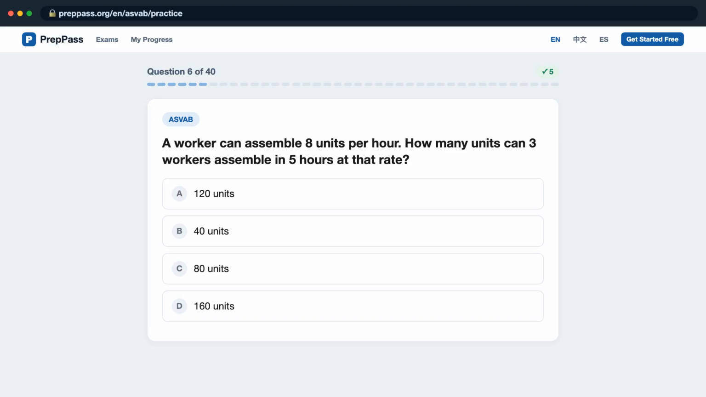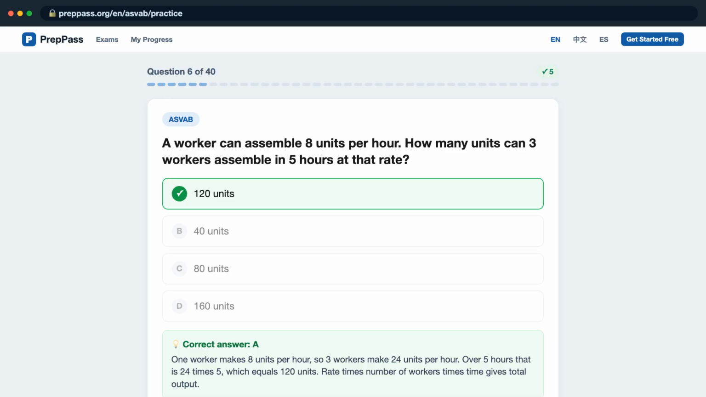Question 6. A worker can assemble 8 units per hour. How many units can 3 workers assemble in 5 hours at that rate? Is it A, 120 units? B, 40 units? C, 80 units? D, 160 units? The correct answer is A.